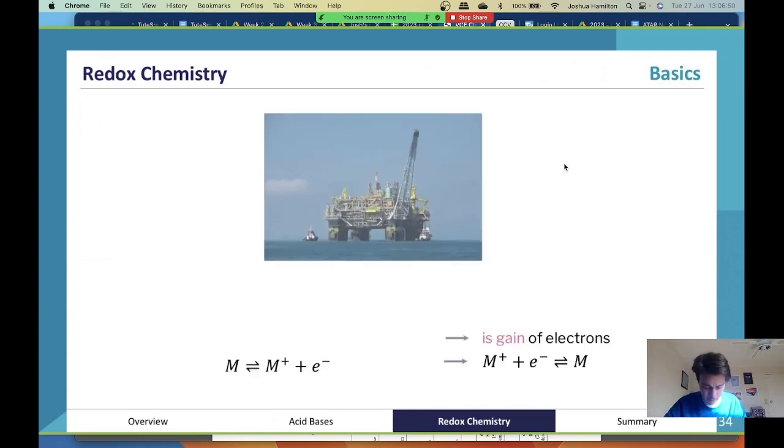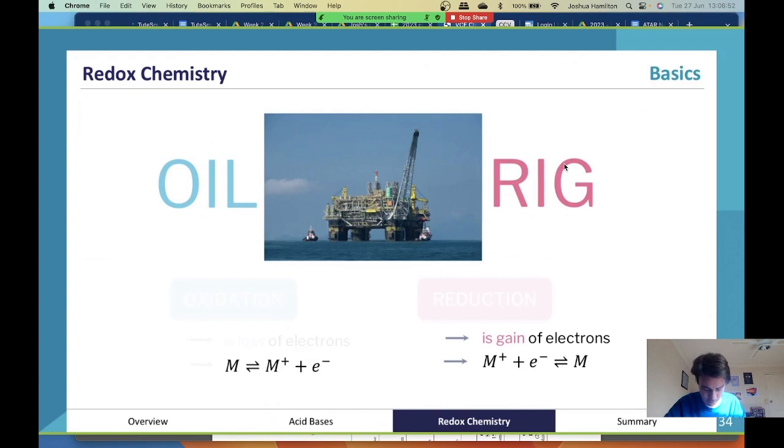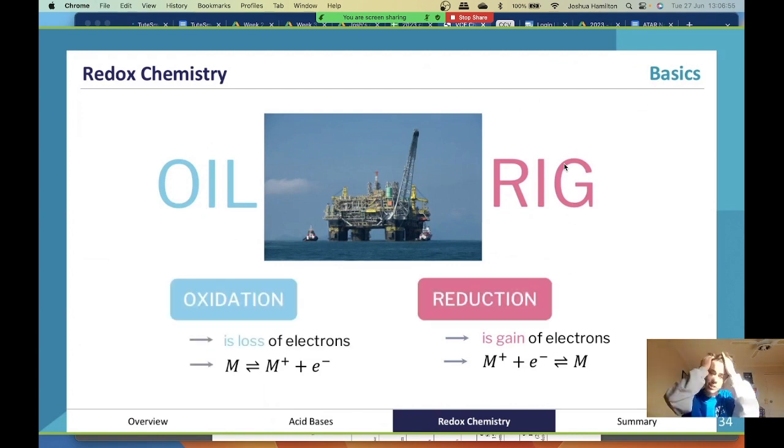I don't know why the transitions went a bit weird there. That was my bad. I think I tried to put animations in that went a bit skew-whiff. Nonetheless, this is the basic building block of redox chemistry.